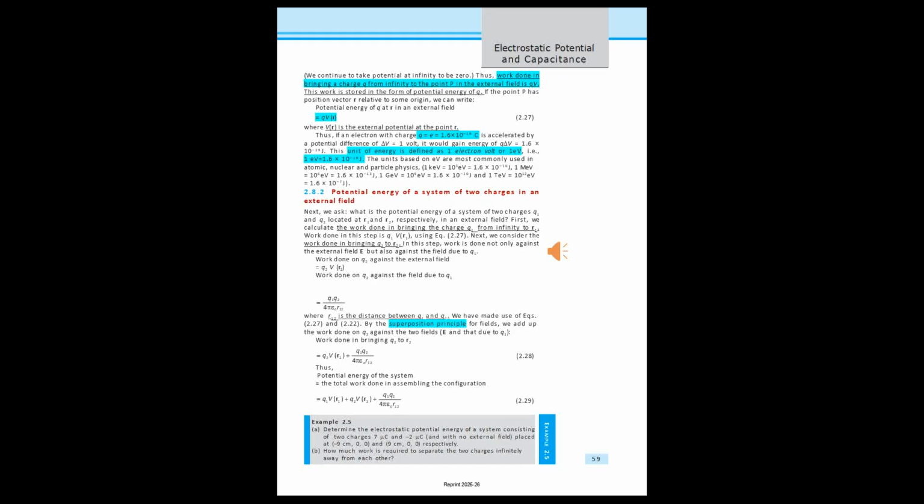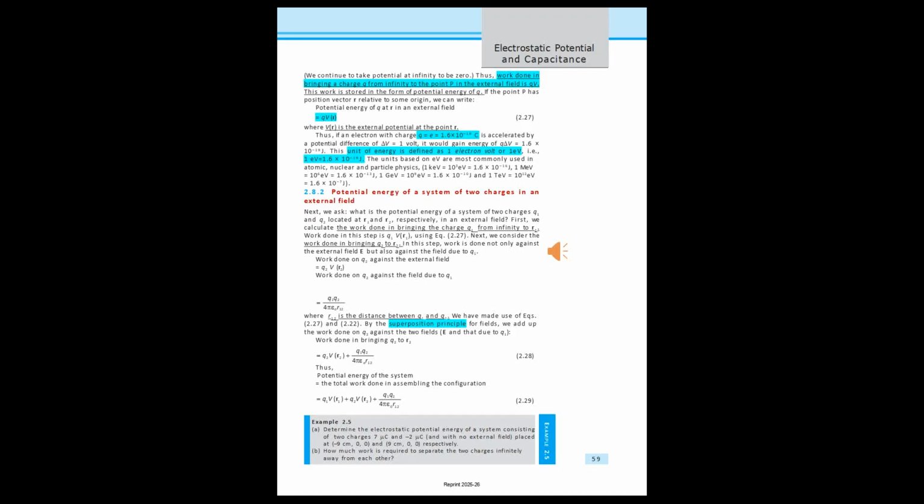Next, we consider the work done in bringing Q2 to R2. In this step, work is done not only against the external field E, but also against the field due to Q1. So the work done on Q2 against the external field is given by Q2 V(R2). Work done on Q2 against the field due to Q1 is given by Q1 Q2 by 4 pi epsilon naught R12, where R12 is the distance between Q1 and Q2. We have made use of the equations 2.27 and 2.22.